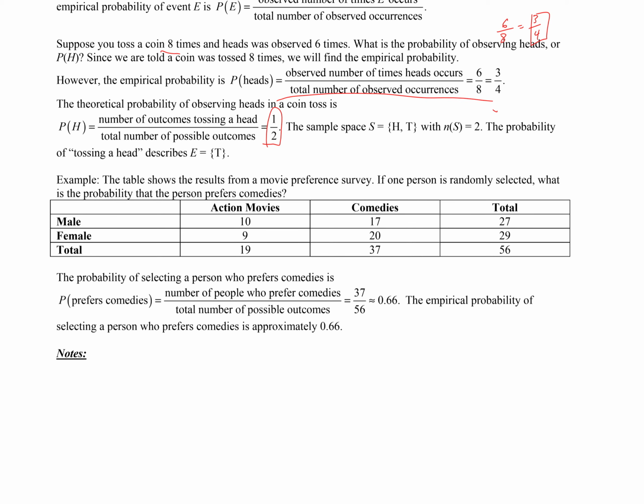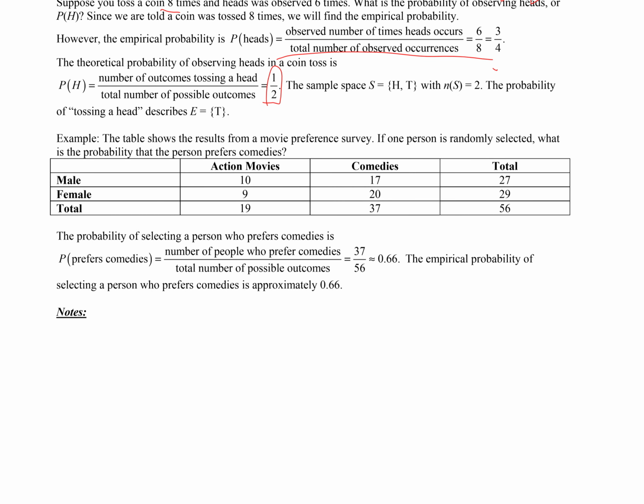So you're asking, why is there a conflict between theoretical and the empirical? Only because the empirical will be closer and closer to the theoretical with larger and larger sample spaces. It's very important. Okay, or trials, or whatever you want to call it. So here you go. Example.